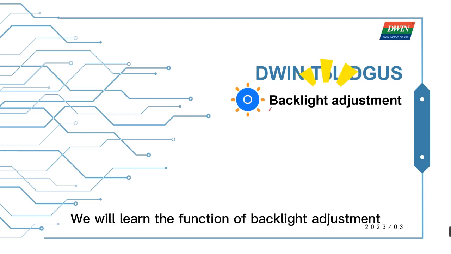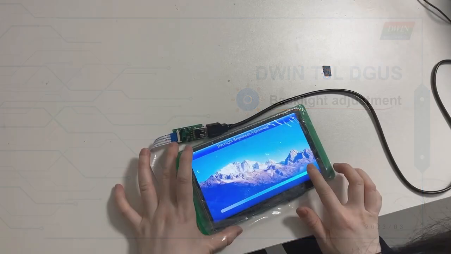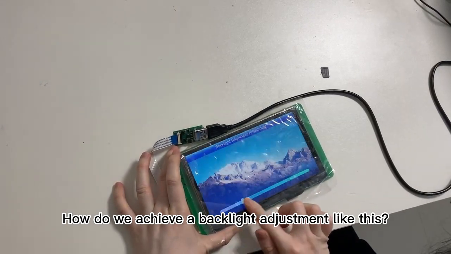This time, we will learn the function of backlight adjustment. How do we achieve a backlight adjustment like this?